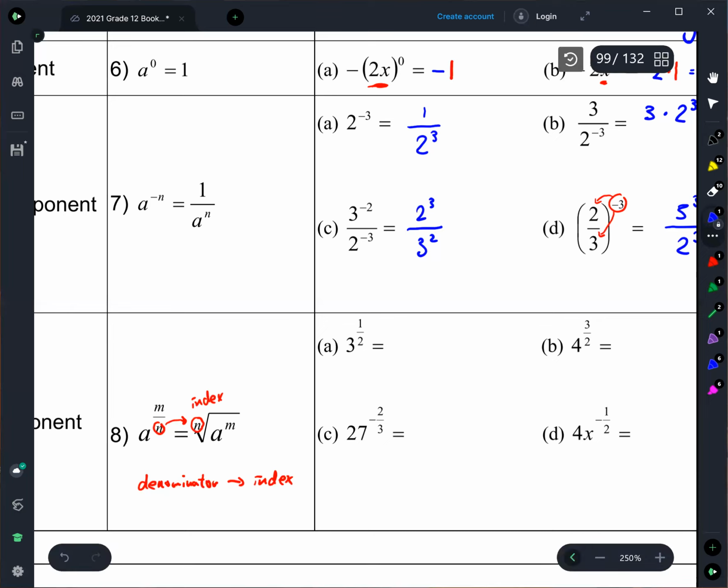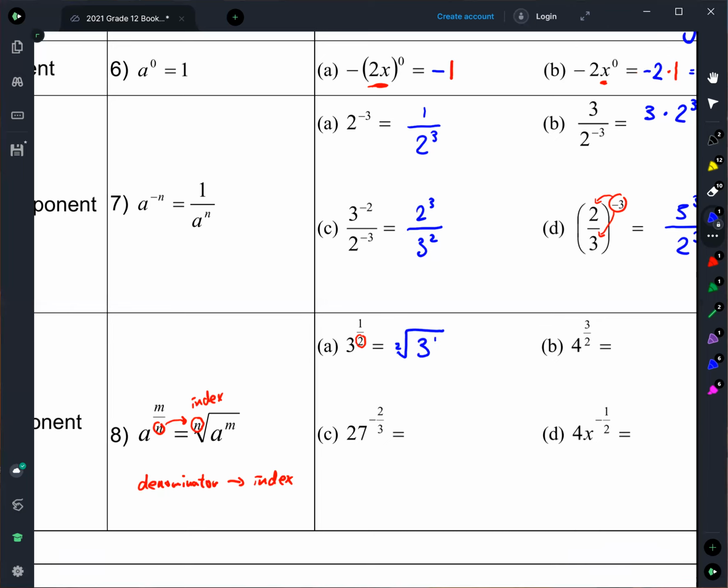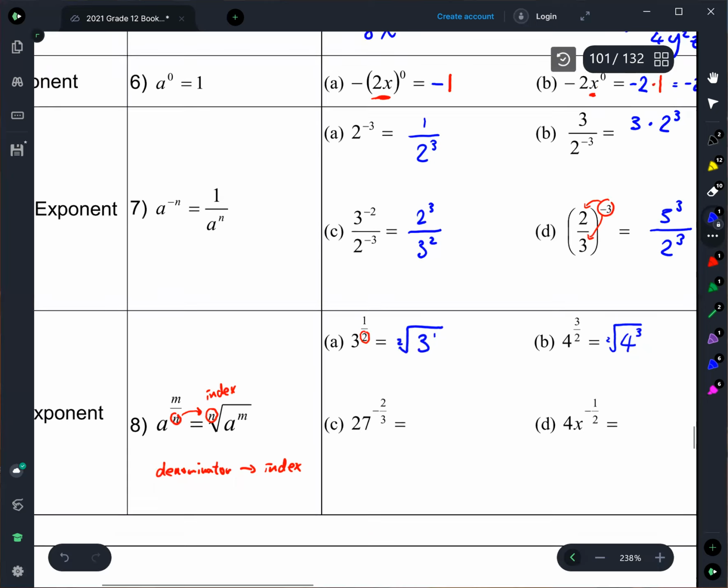So for example, 3 to the half, the denominator is 2. So 2 will become the index. You can put a 2 there or make it invisible, it's fine, and then 3 to the 1. Same with this one, the index is 2, because the denominator is 2, and then cube. Right, so similar, can you please try questions C and D?